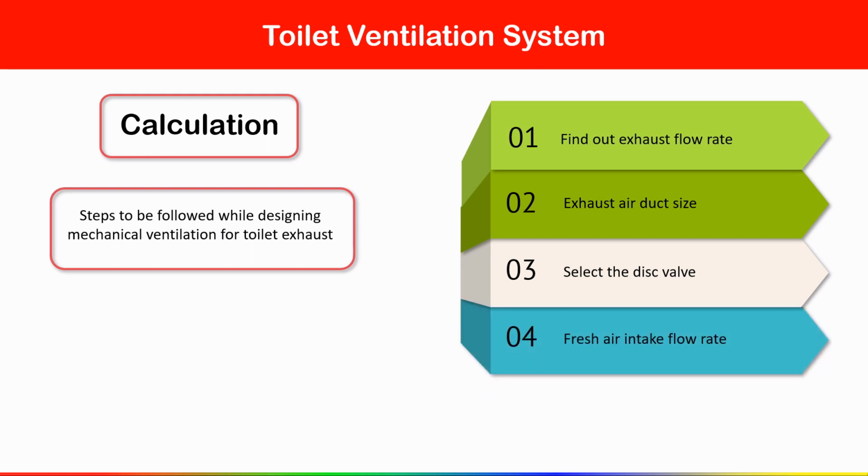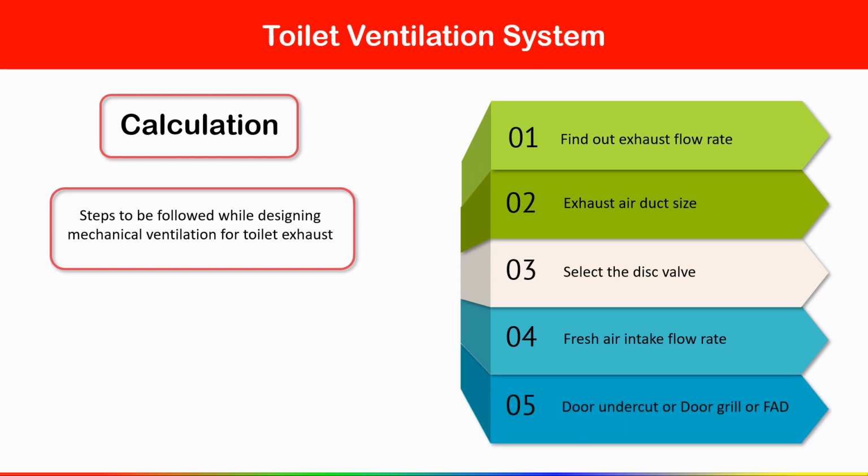Now the fourth point: fresh air intake flow rate. We have to calculate the fresh air, meaning how much outdoor air we have to supply into the toilet. When you are extracting the bad odor and smoke from the toilet, the oxygen level inside the toilet will decrease and the air quality also decreases. So to improve the air quality and maintain the oxygen level, we have to give fresh air inside the toilet. How much fresh air we have to give, for that we have a formula. Don't worry about that, I will show you how to calculate it.